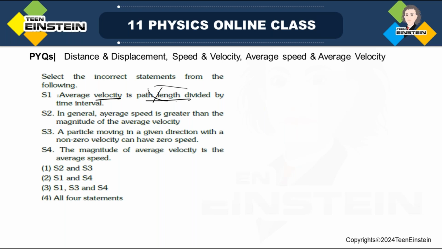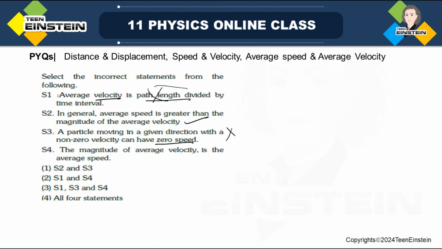In general, average speed is greater than the magnitude of the average velocity. This is true. Yes, that is true. A particle moving in a given direction with non-zero velocity can have zero speed. A particle moving in a given direction with a non-zero velocity can have zero speed. No, this is not true.